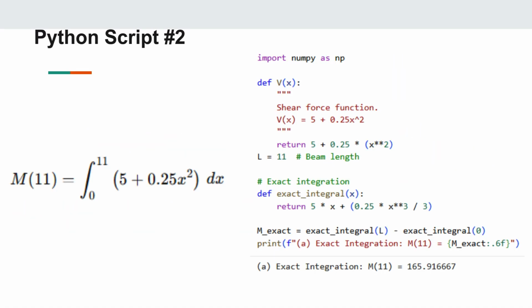And in Python, I first imported NumPy, and then I defined the shear force function. And then I took the integration of that, and that gave me my moment. And then I printed the exact integration, and that showed us that the bending moment is actually 165.9166 repeating. So that's going to be what we base our trapezoidal and Simpson's rules off of.